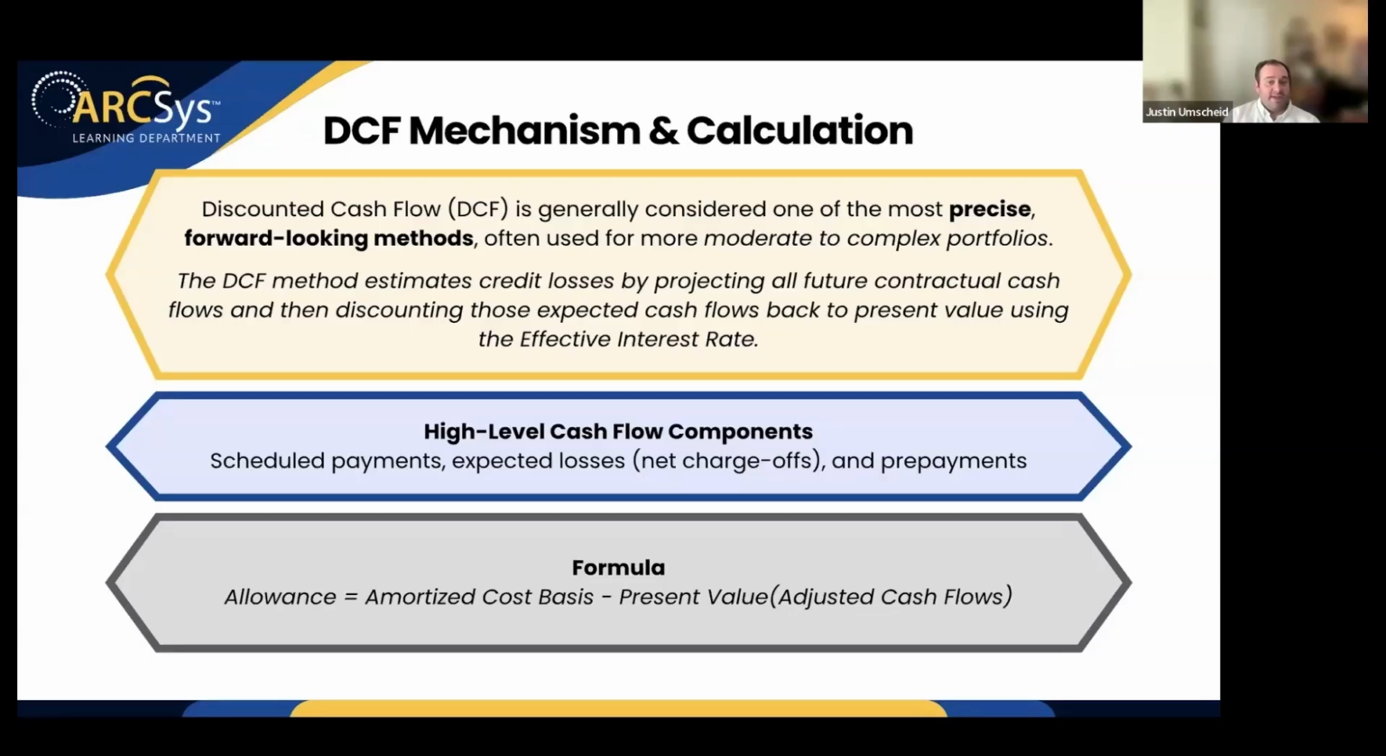Now, the formula here to calculate the allowance is very simple, right? We take our amortized cost basis, we subtract our present value of the adjusted cash flows. Now, I guess I will talk quickly about amortized cost basis. So remember, under CECL, we should be using the amortized cost basis as this measurement of the allowance. That amortized cost basis should include things like deferred fees and cost, premiums and discounts on purchased loans. It potentially can include accrued interest.